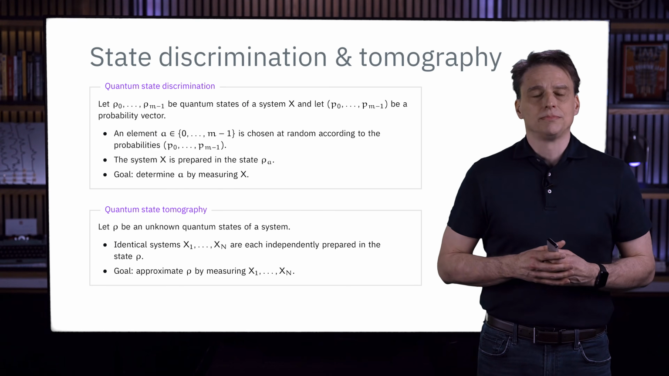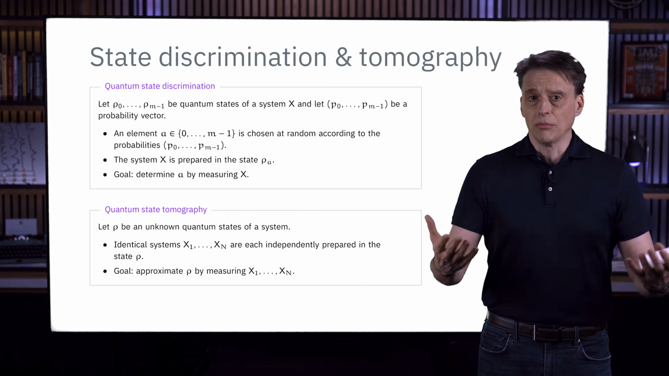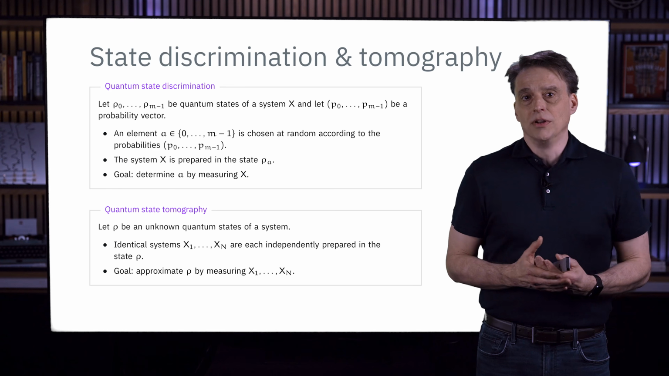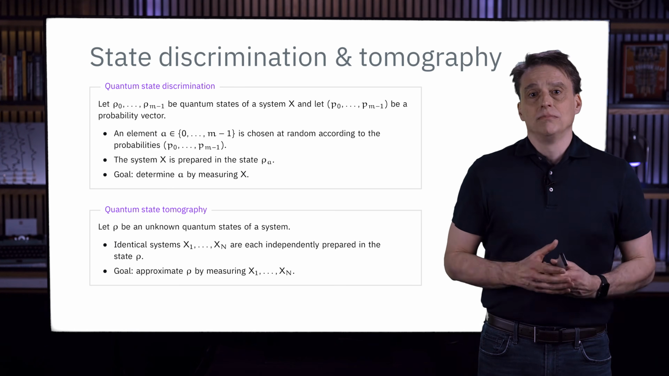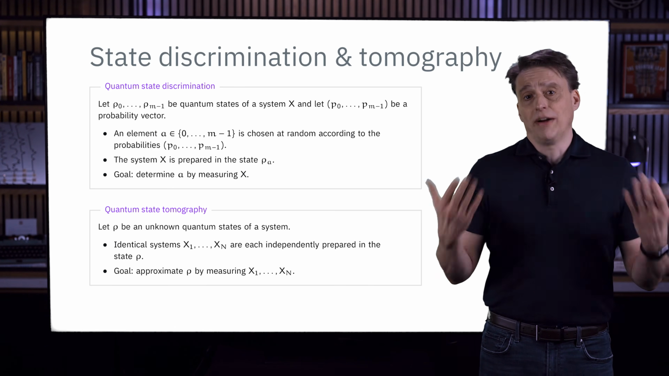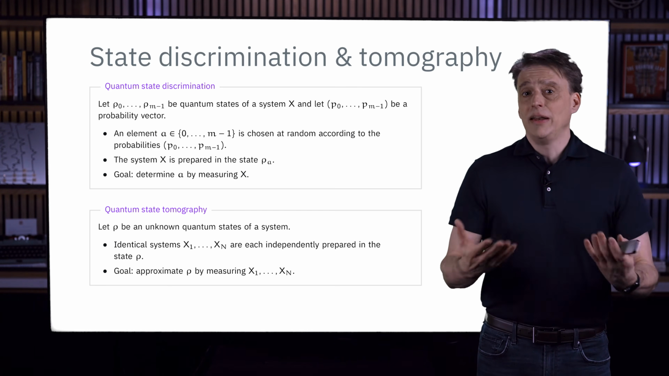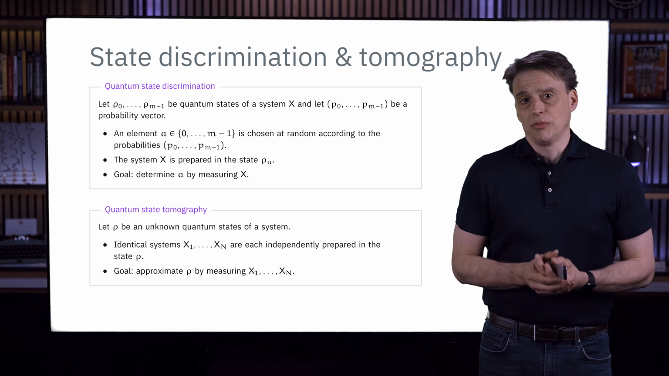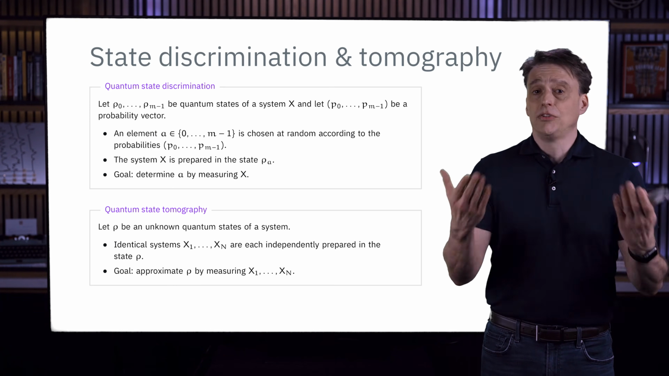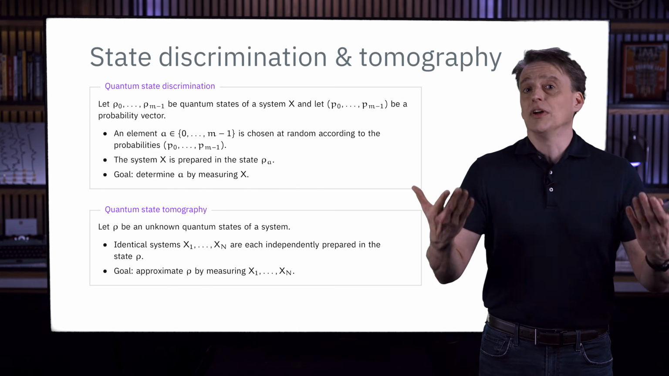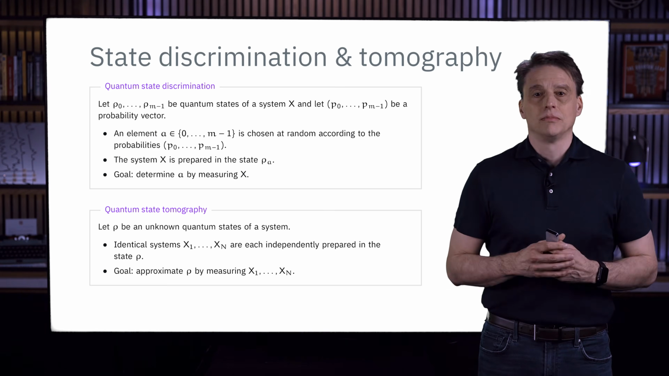And this time, the goal is to find an approximation of this unknown quantum state as a density matrix by measuring the systems. So, in summary, in quantum state discrimination, we have a single copy of the state, and we're trying to discriminate among a finite number of known alternatives. And in quantum state tomography, we have many independent copies of an unknown quantum state, and the goal is to find a description of that state, or at least a decent approximation of it.